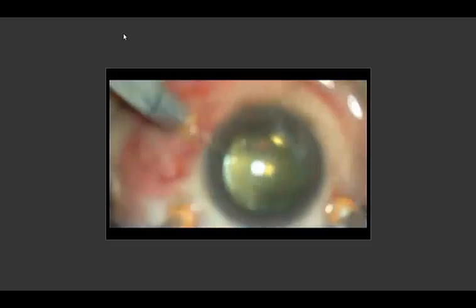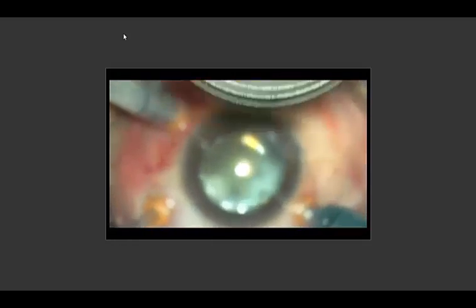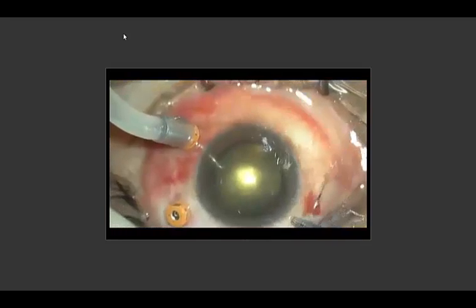And in this procedure I always try to avoid the PFCL silicone oil exchange. Then air silicone oil exchange was done, and I just palpate the globe whether the pressure is adequate or raised. Then I close.